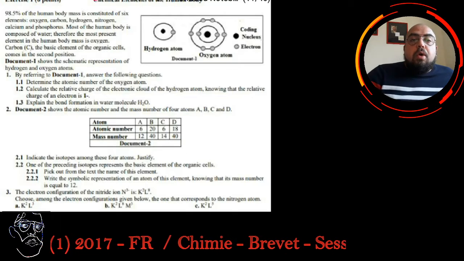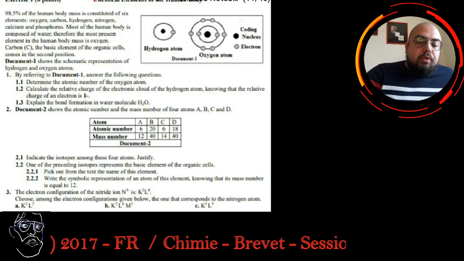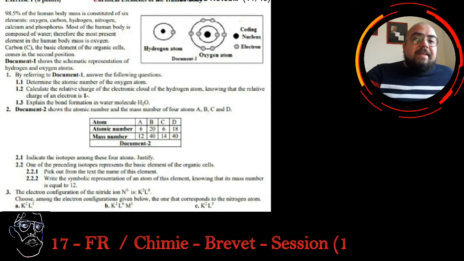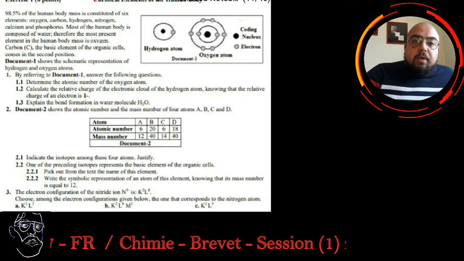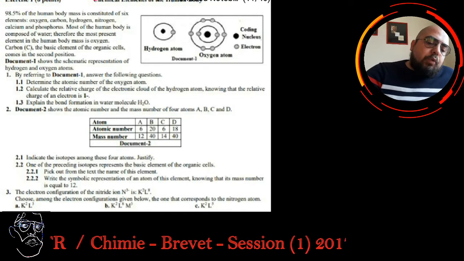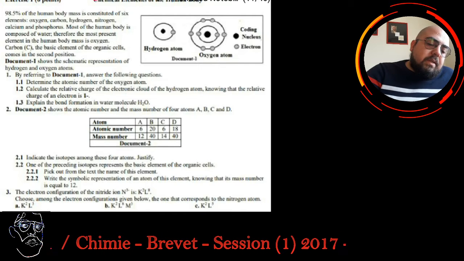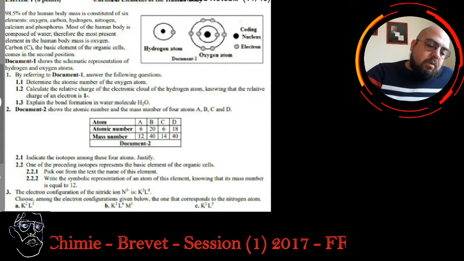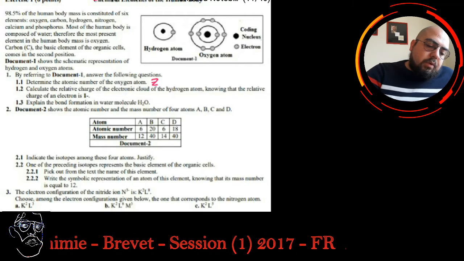We have to count the number of electrons. So you have 2 plus 2 plus 2 plus 2, it's 8. We can say that the atomic number of oxygen is 8 simply because the atom is neutral. So it will have 8 electrons, so Z is equal to 8.